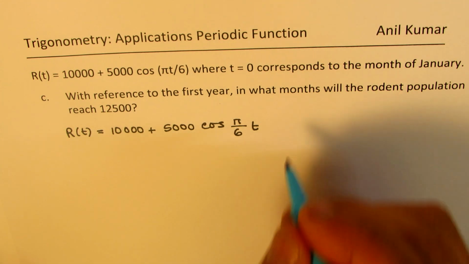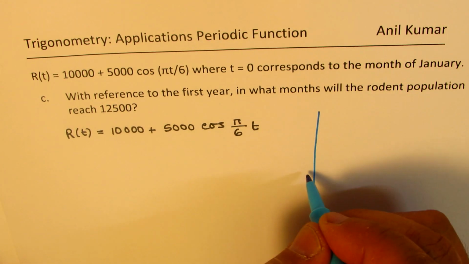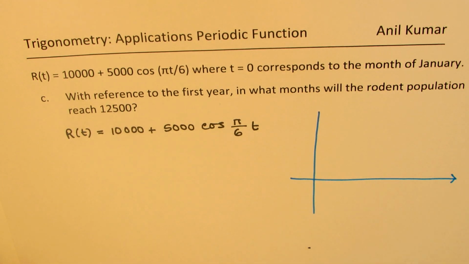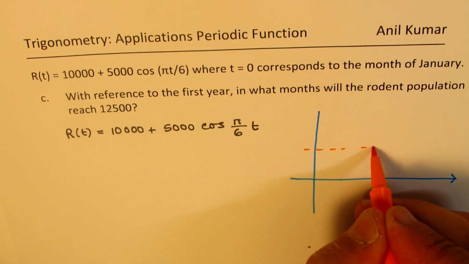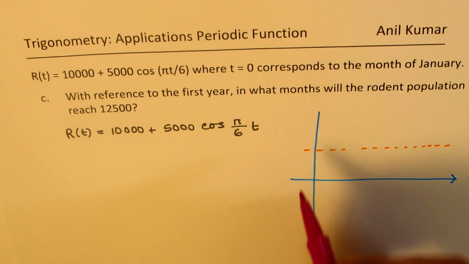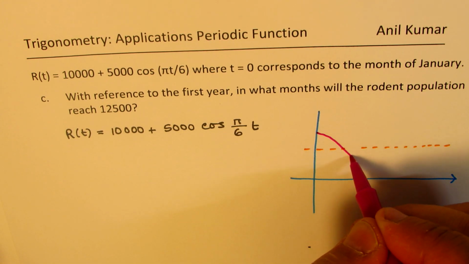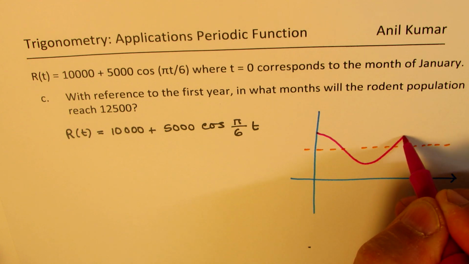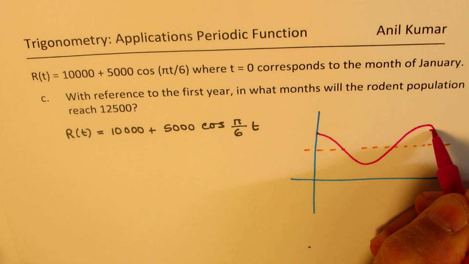As we had sketched last time, let me again sketch it right here. It helps to understand the situation. We are saying 10,000 is kind of the average population. It is maximum in the winter, dips down and picks up in summer. So that's how it is.